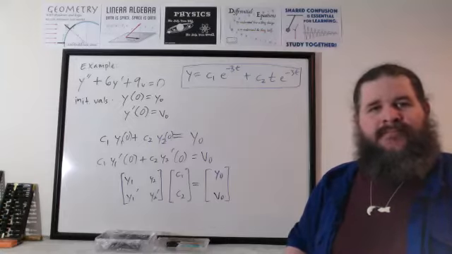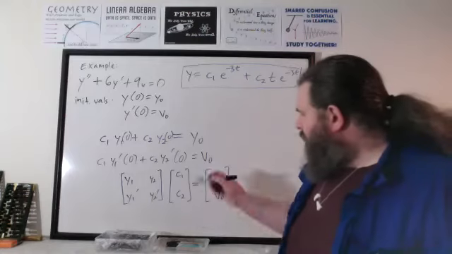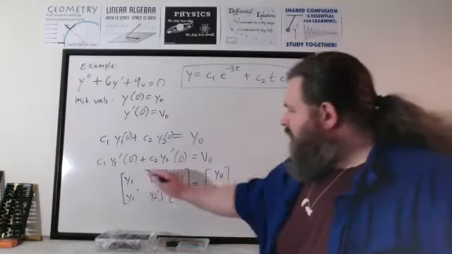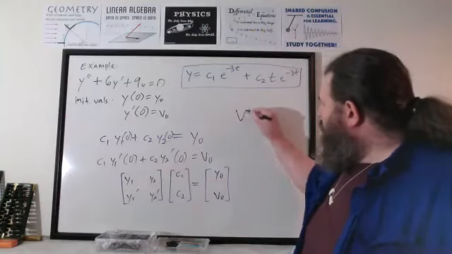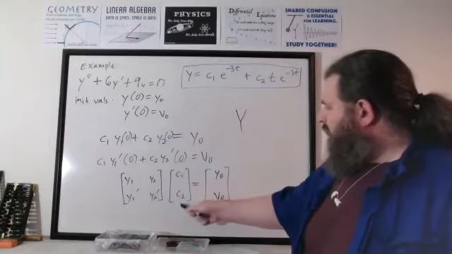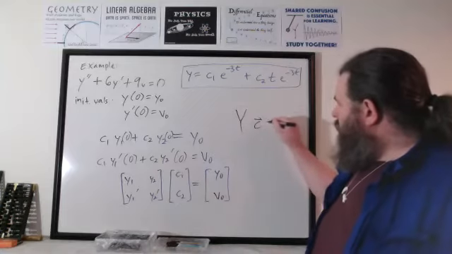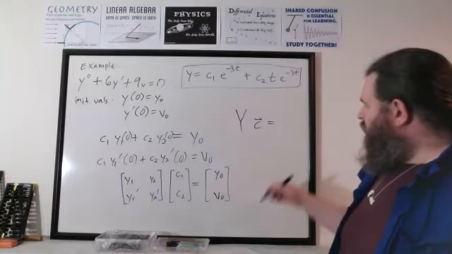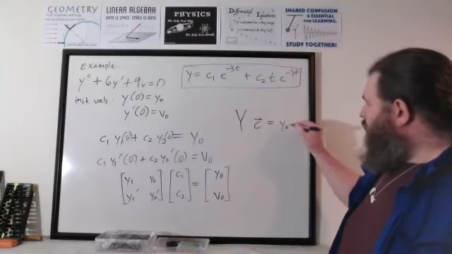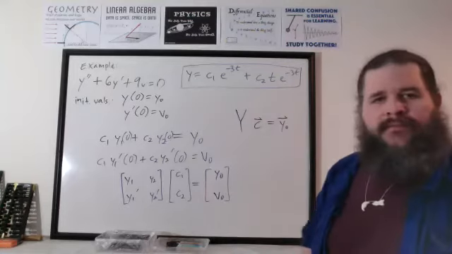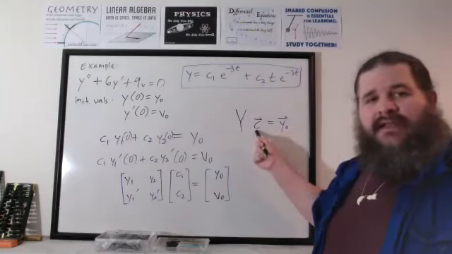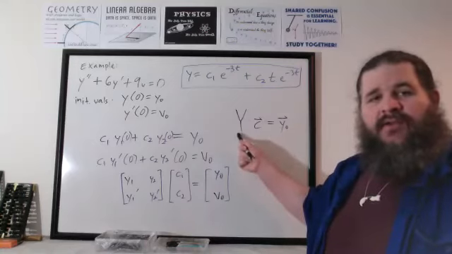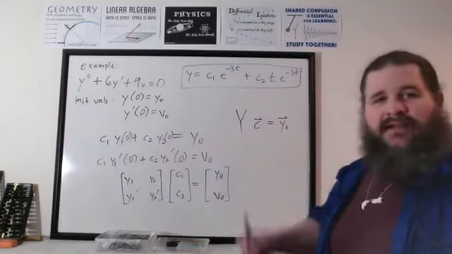Let me write this in a little more abstract way. Let's say you've got this matrix, let's call it capital Y, and this vector C. And the initial conditions, let's call that the y naught vector. We want to solve for vector C. Is there any way you could just get rid of matrix Y and get C equals something?